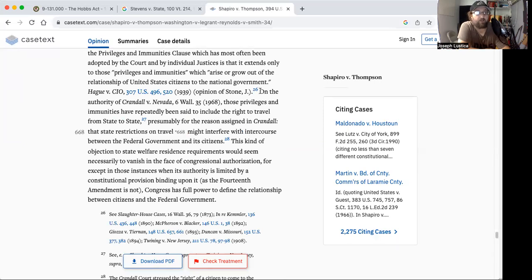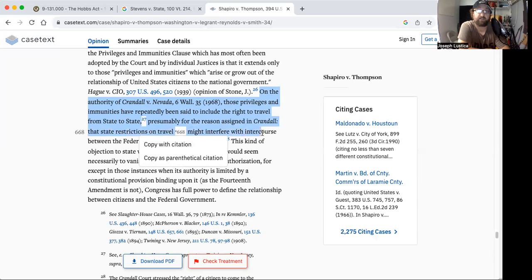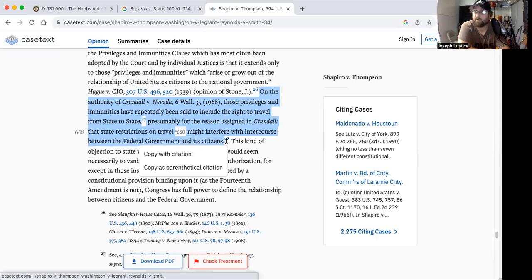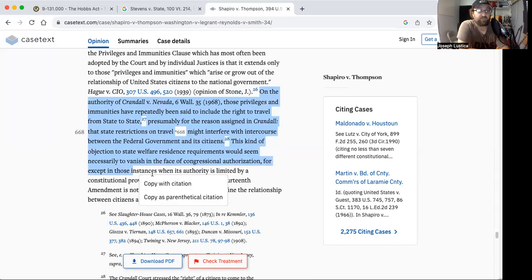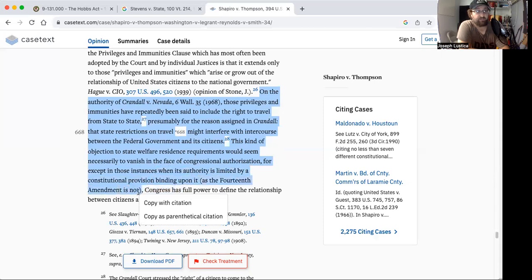Okay. On the authority of Crandall versus Nevada, those privileges and immunities have been repeatedly held to include the right to travel from state to state. Presumably for the reason assigned in Crandall, the state restrictions on travel might interfere with intercourse between the federal government and its citizens. Oh, its citizens, the federal government's citizens. This kind of objection to state welfare residence requirements would seem necessarily to vanish in the face of congressional authorization, for those unexcepted instances where its authority is limited by a constitutional provision binding upon it, as the 14th Amendment is not.